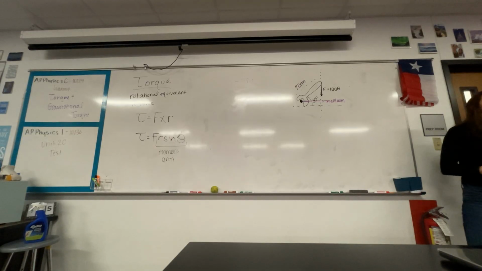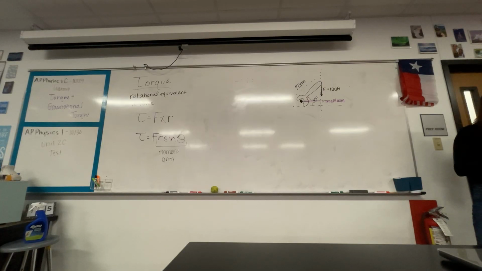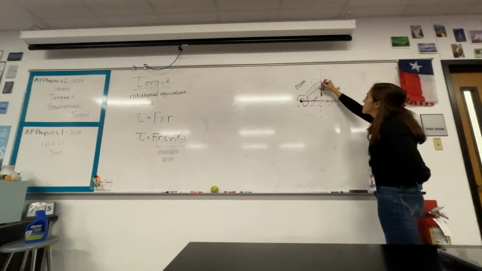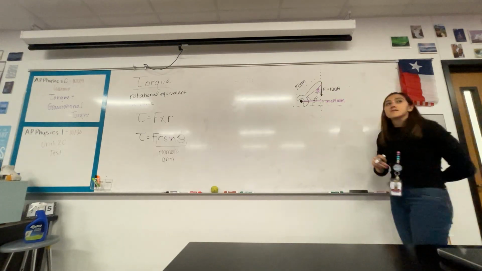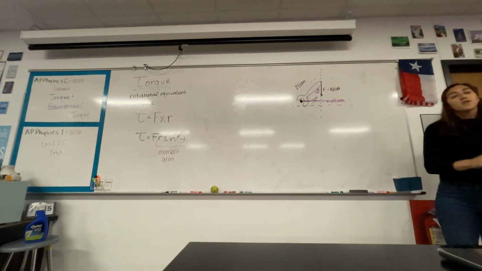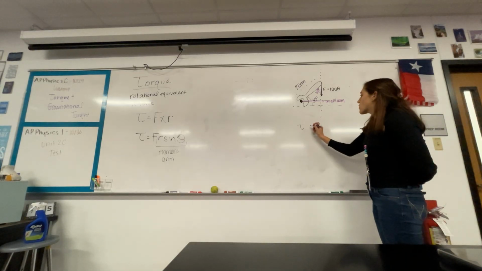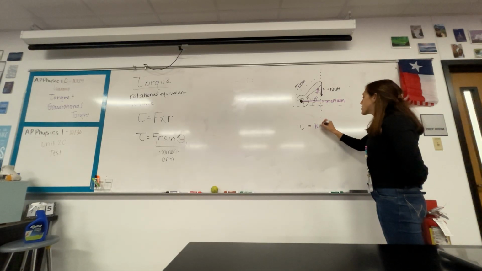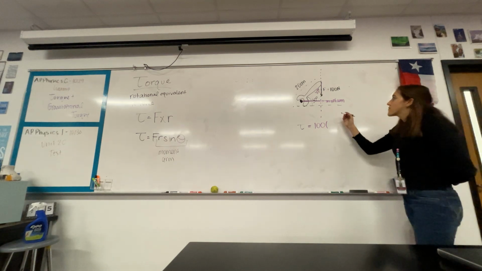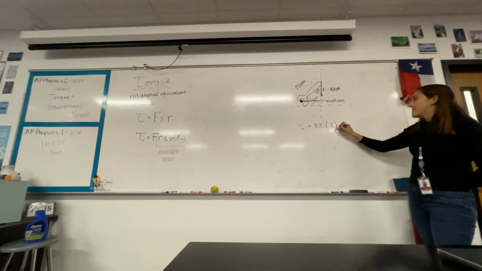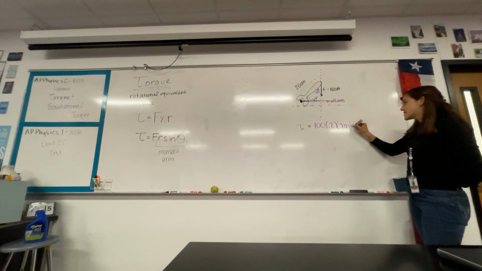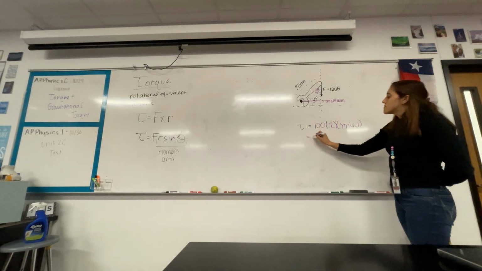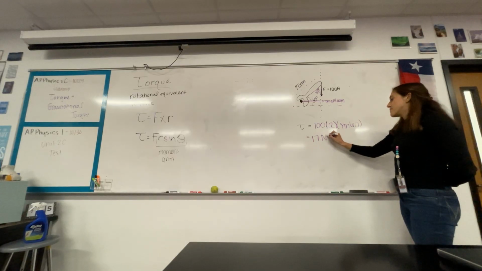So, should I use 30 degrees? No, because 30 degrees is not the angle opposite my moment arm. The angle opposite my moment arm would be this one over here, which is 60. So if I solve this problem, the torque is equal to force 100 times radius 0.2 of a meter times the sine of 60, which equals 17 Newton meters.